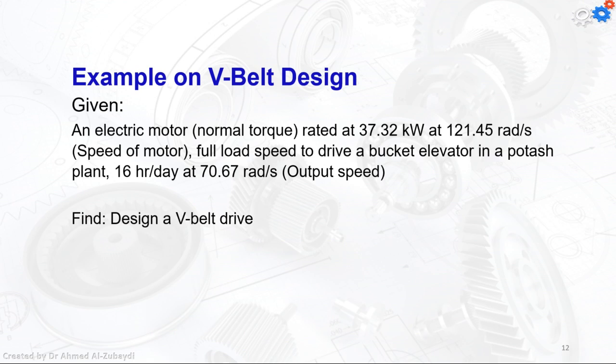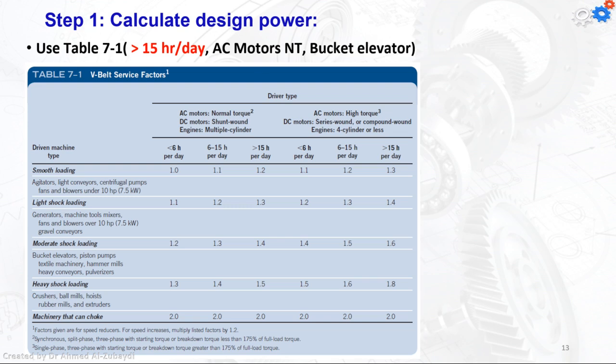So we said that the first step should be doing the calculation for the design power. To do that, we need to find the correction factor for the belt, the service factor. Table 7.1 gives you the V-belt service factor depending on the type of the driving machine and the driver type. What we have is an AC motor, normal torque. For driven machines, we look for a bucket elevator, and we find it under moderate shock loading.